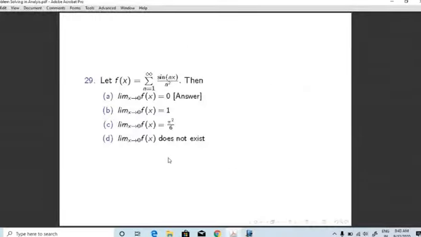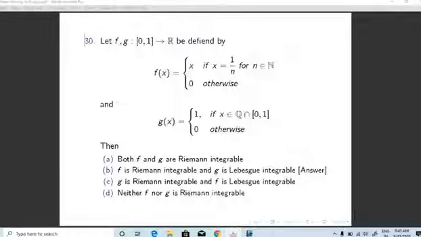Look at the first one: limit x goes to 0 of f of x is 0. Why? Because this is uniformly convergent, we can interchange summation and limit. Just taking limit x goes to 0 of this term, we get 0. Therefore, limit x goes to 0 of f of x is 0. Okay, now, next problem.